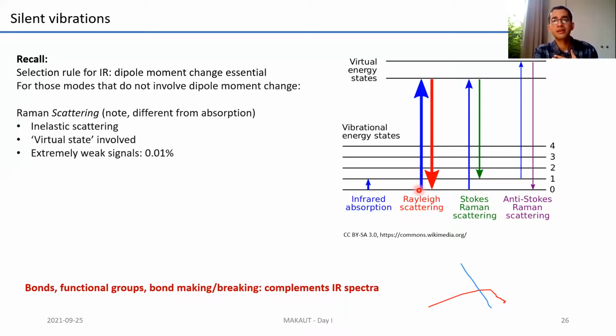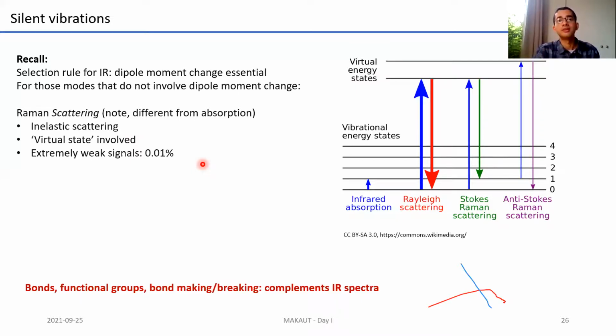What happens is that there is an electron, and when laser light hits it, it goes to a virtual energy state. When it goes to a virtual energy state, it can come back to the same state. This is known as Rayleigh scattering. Then you may have inelastic scattering, where it comes back to a slightly higher energy state or a slightly lower energy state. These are known as Stokes or anti-Stokes Raman scattering. Inelastic scattering means part of the kinetic energy of the photon is lost. It involves a virtual energy state, and the signals are very, very weak compared to IR. It's 0.01%; the common figure is around 1 in 10 million.